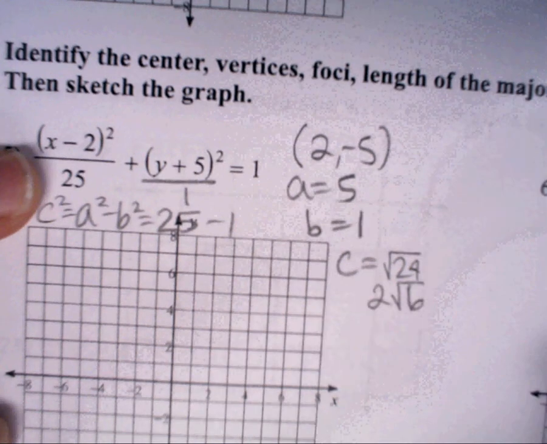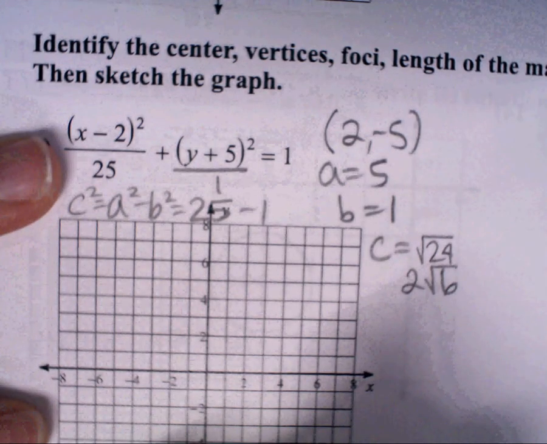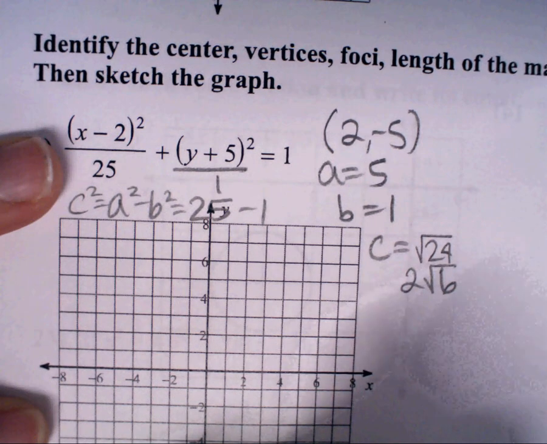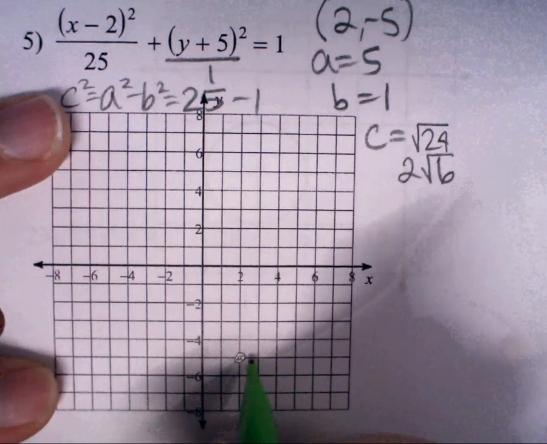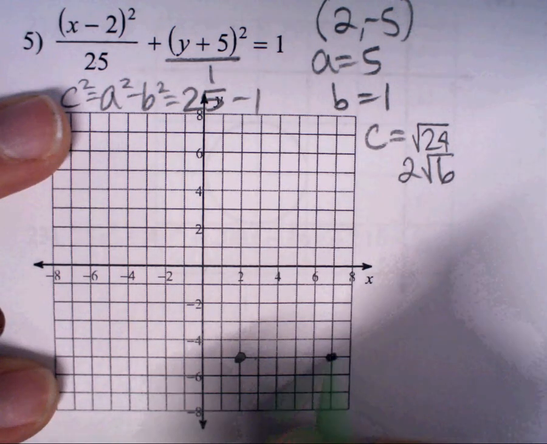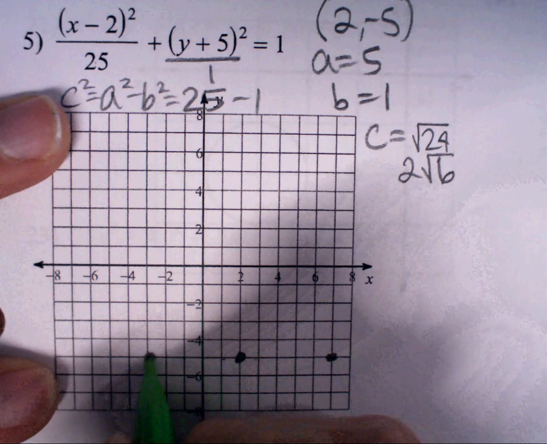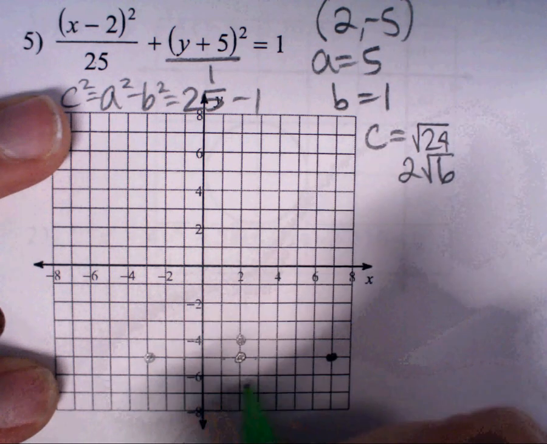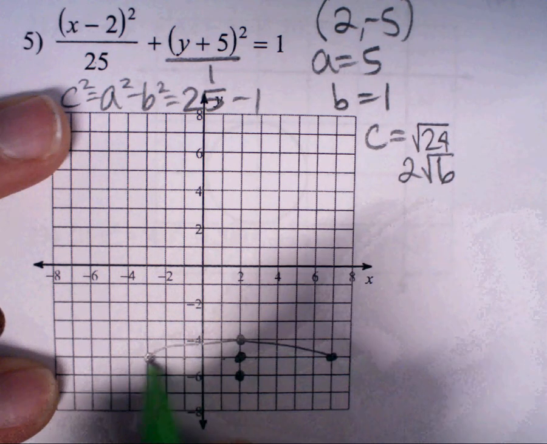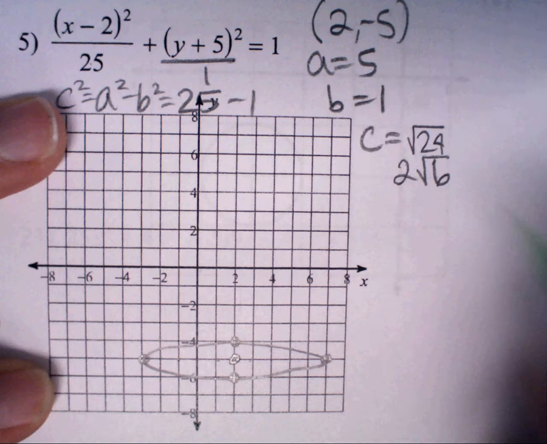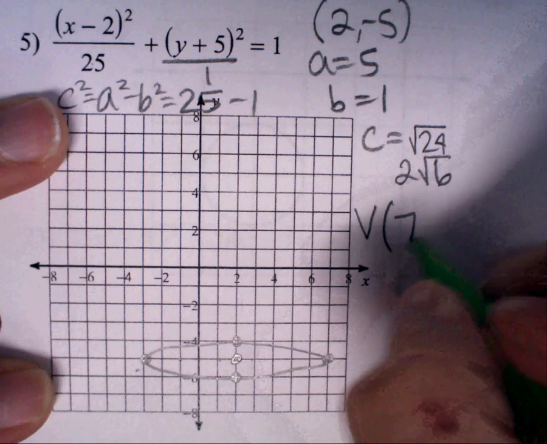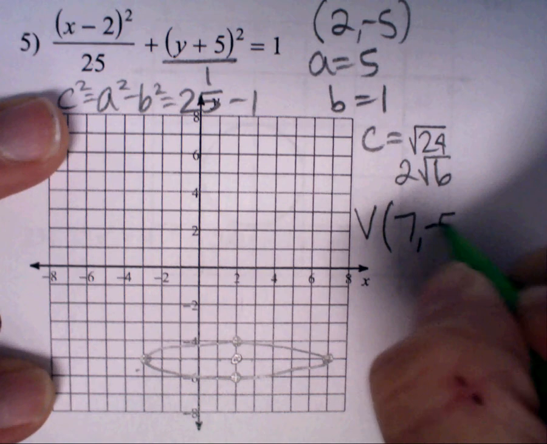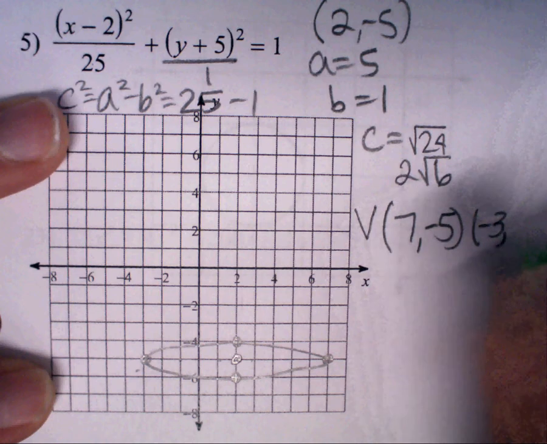Okay, so now let's just graph. So 2, negative 5. So underneath the x was a 25, so I'm going to go 5, 1, 2, 3, 4, 5 here. And then underneath the y was a 1, so square root of 1. We have our Hey Arnold ellipse. It asks us to name the vertices. So the vertices are the 2 main ones. So that would be 7, negative 5, and negative 3, negative 5.